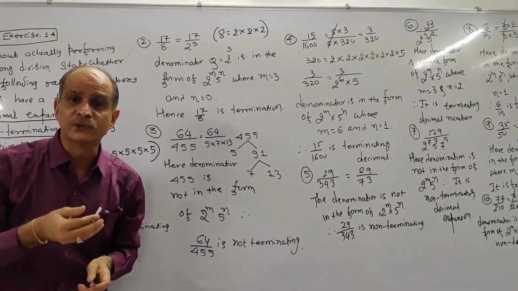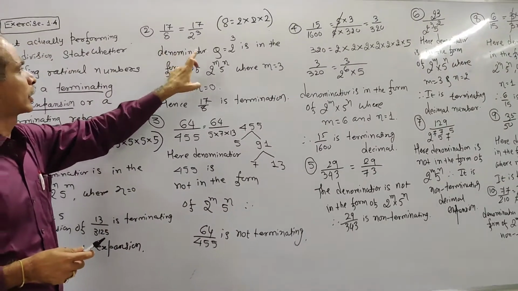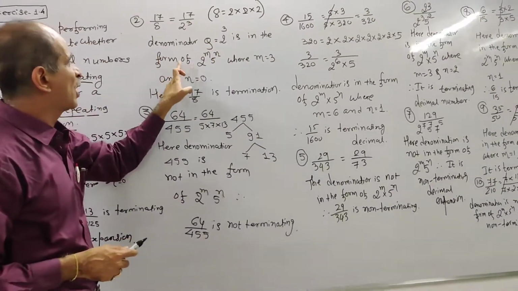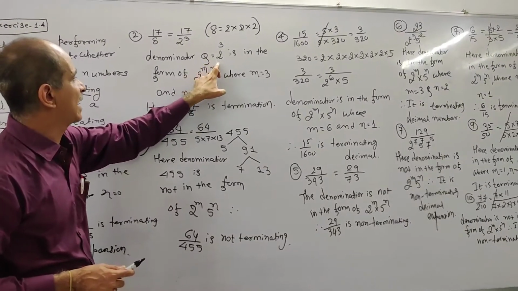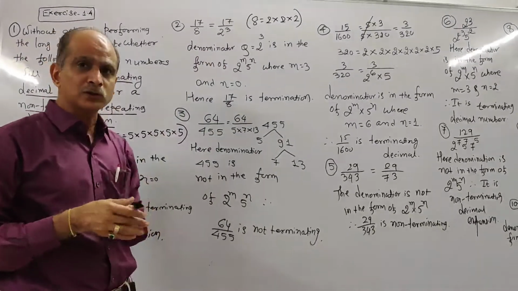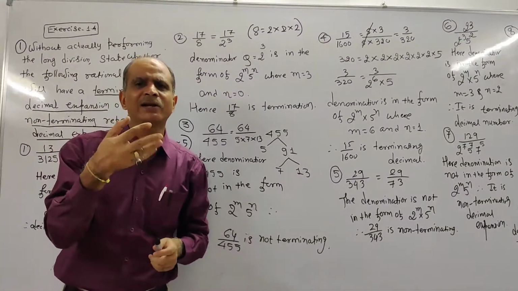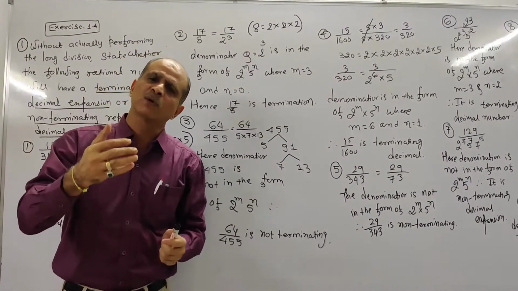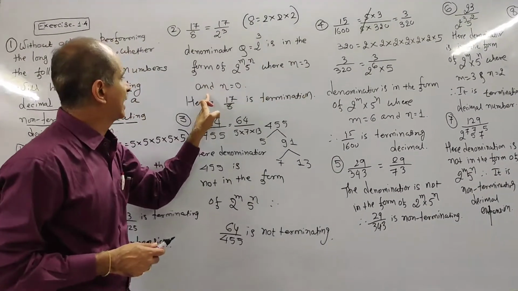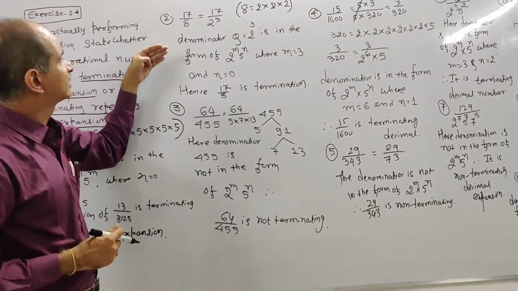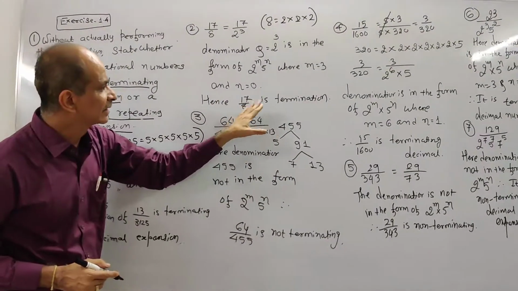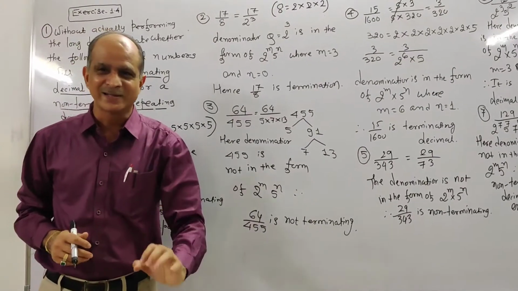If you observe the denominator q, it is equal to 2 raised to 3 and is in the form of 2 raised to m and 5 raised to n, where m is equal to 3 and n is equal to 0, because only 2 raised to 3 is there. So you can write 2 raised to 3 into 1, and in place of 1 you can write 5 raised to 0. So here m is equal to 3 and n is equal to 0. The denominator is in the form of 2 raised to m, 5 raised to n, and that's why 17 by 8 is also a terminating decimal expansion.